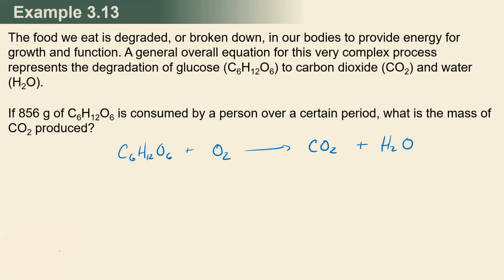Balancing it first, we've got 6 carbons on the left. We're going to give ourselves 6 CO2s. 12 hydrogens on the left, we're going to give ourselves 6 waters. On the right side now, we've got 12 oxygens from CO2 plus 6 oxygens from water. So that's 18 oxygens on the right. Now we need to subtract out these 6 here because they came from the sugar, right? And so that leaves 12. And so in order to get 12 oxygen atoms from O2, we need 6 molecules of O2.